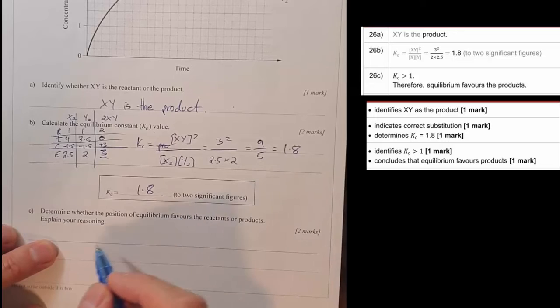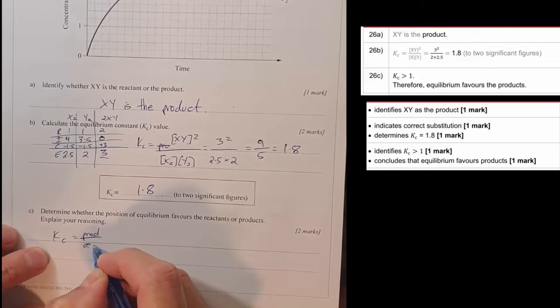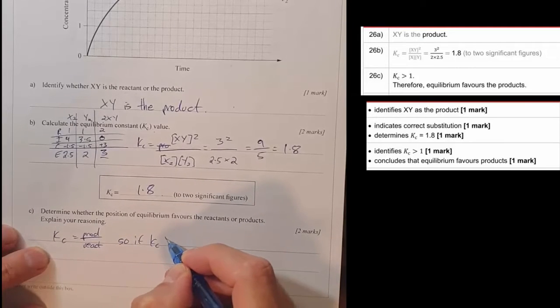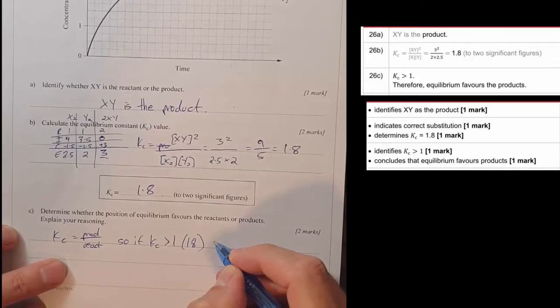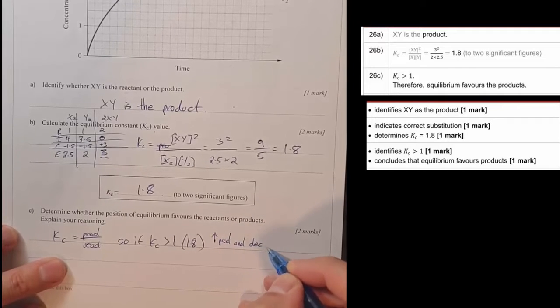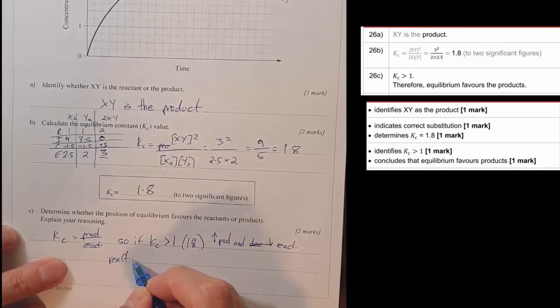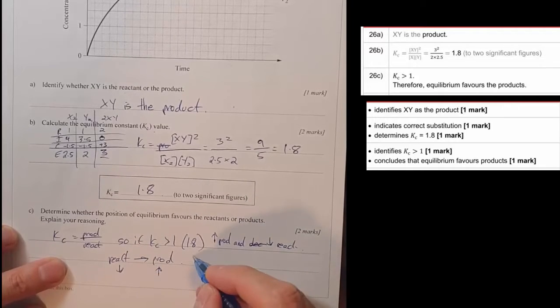Okay, so Kc equals products over reactants. So if Kc is greater than 1, which is 1.8, that means we have increased products and decreased reactants. So reactants go to products. We have increase, decrease.